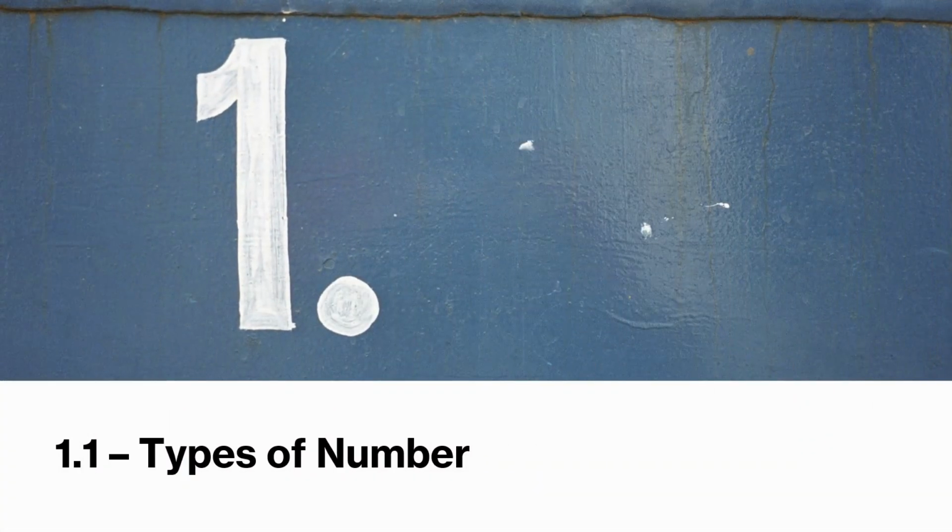Today we'll be going over the first topic of the first chapter, the types of number. First, we have some definitions to go over. Make sure to keep these definitions in mind as they'll be useful both in this chapter and in other chapters going forward. First, natural numbers.